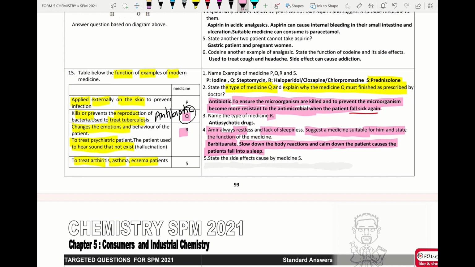Okay, state the function of medicine S. Medicine S will be, please remember, corticosteroid. Medicine S will be corticosteroid.